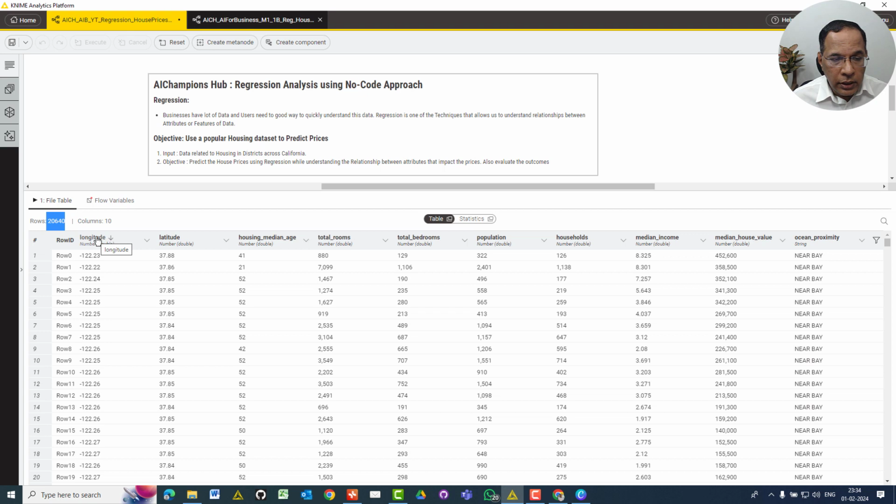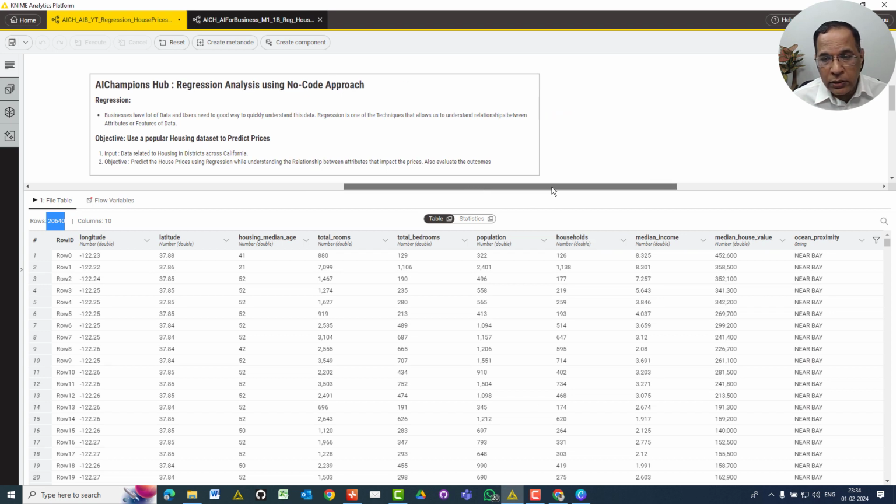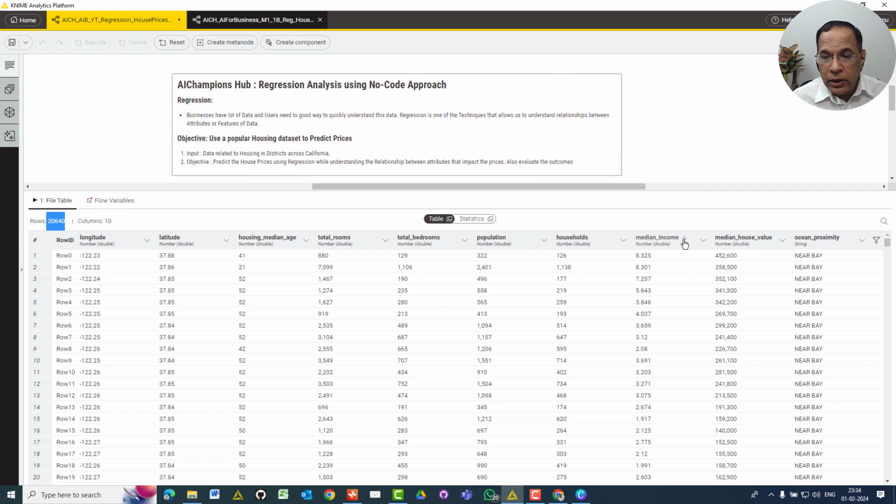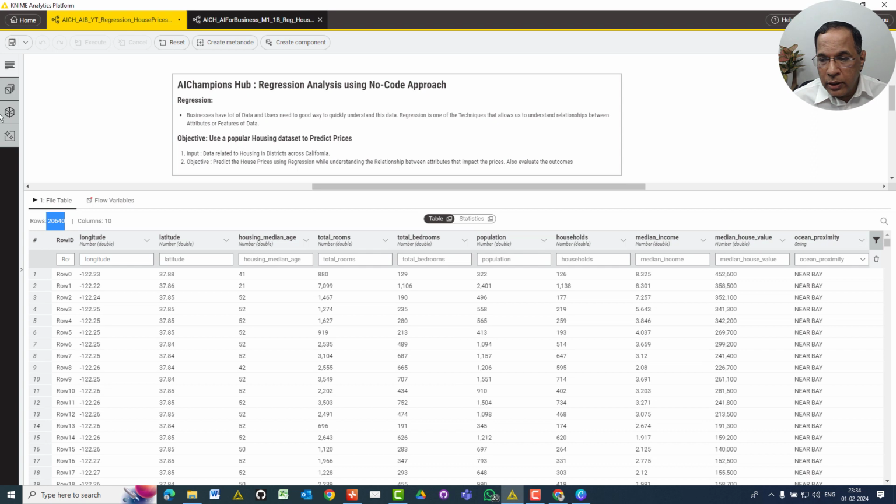There are lat long parameters, the midpoint or whatever it is of the district, the median age of the house, total number of rooms, total bedrooms, population of the district. In some cases it's high, in some cases it's low. Number of households, I mean, how many families are there. Then we talk about median income, median house value, and then proximity to the ocean, or proximity to the bay, and all of this.